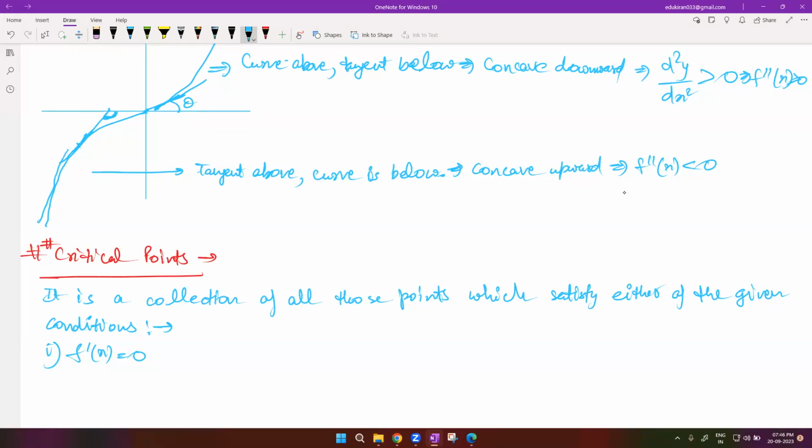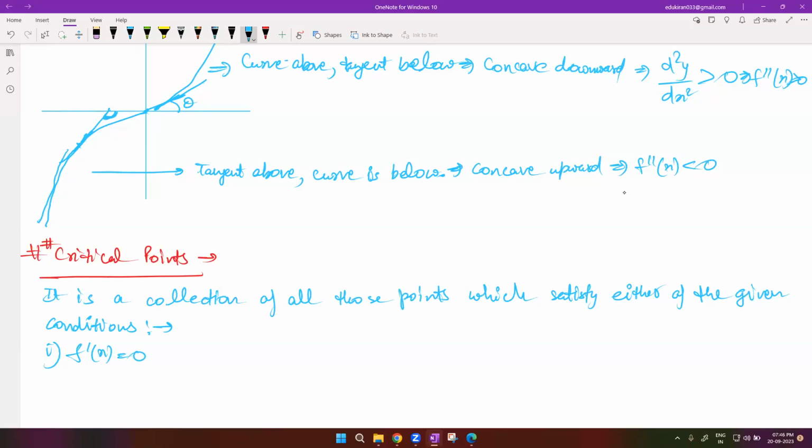So every point of inflection which you have studied, or extreme points, point of local minima or point of local maxima, everything is a critical point. Critical point means this point is important. This is an important point, right? Simple meaning of critical point. So if a point is a critical point, then it means that the point is important. And how do you find out critical points? It is a collection of all those points which satisfy either of the given conditions. And the first condition is f dash x is 0.